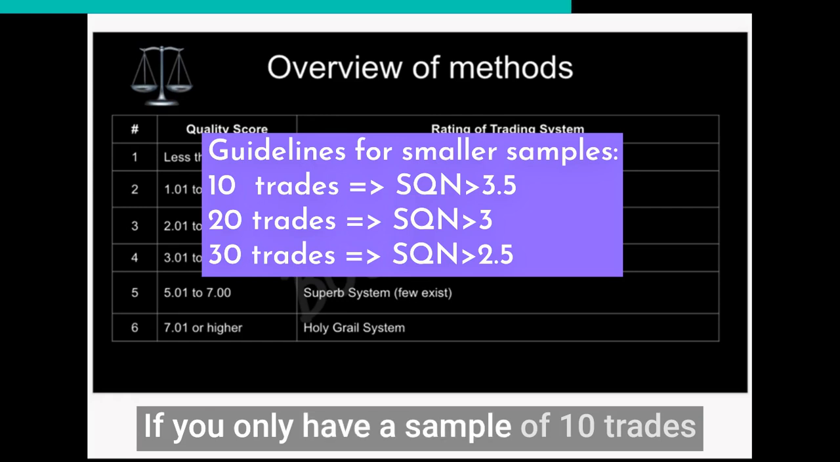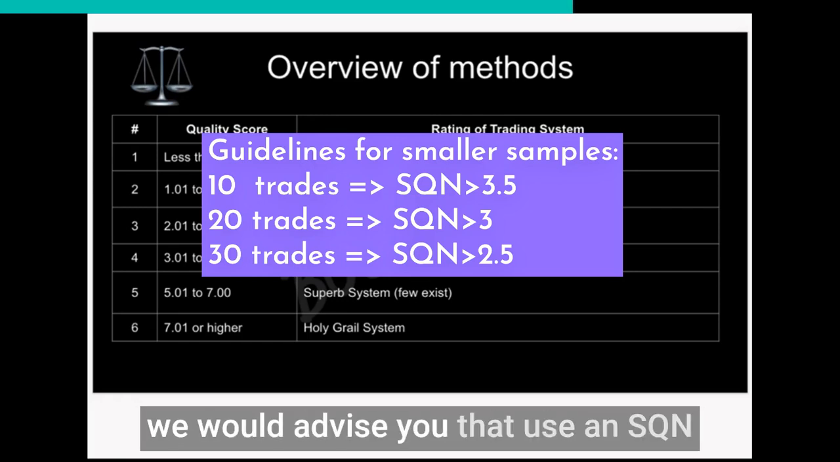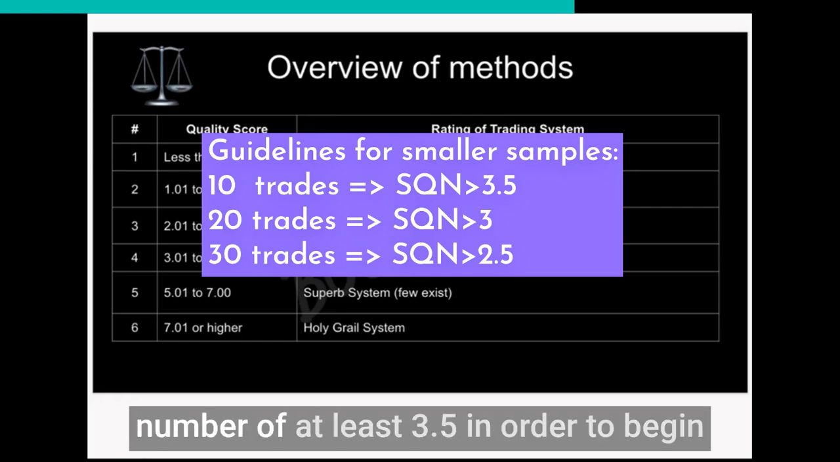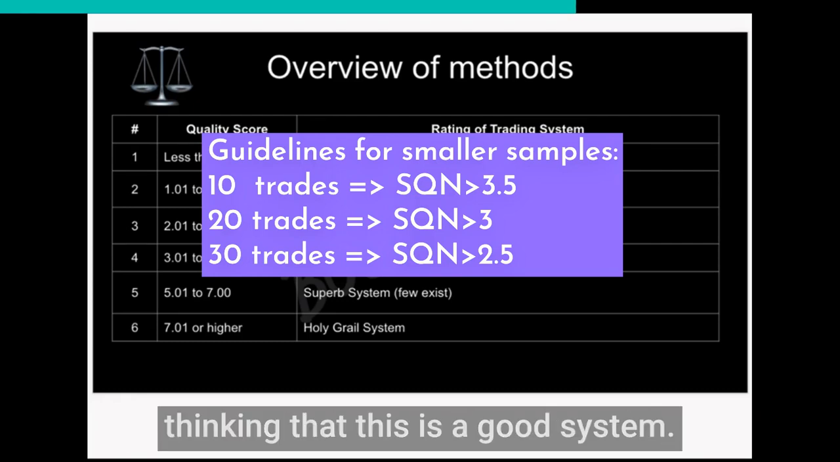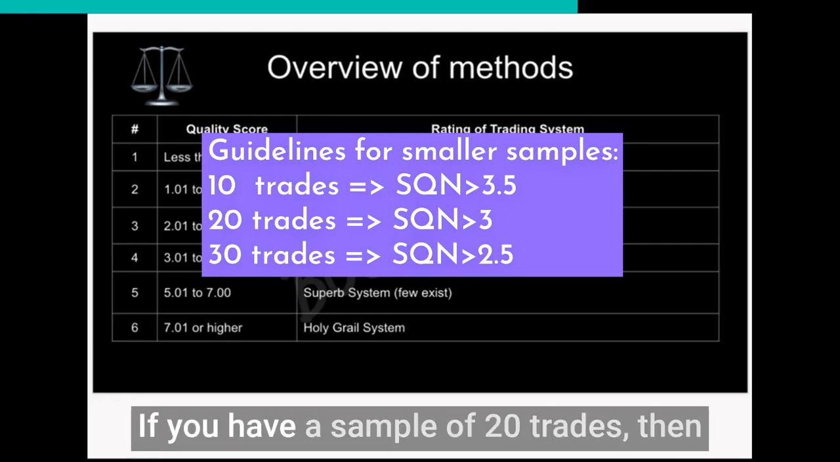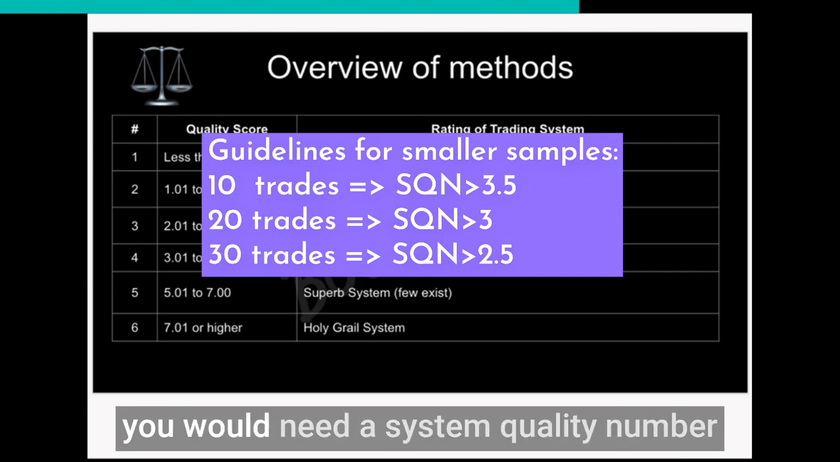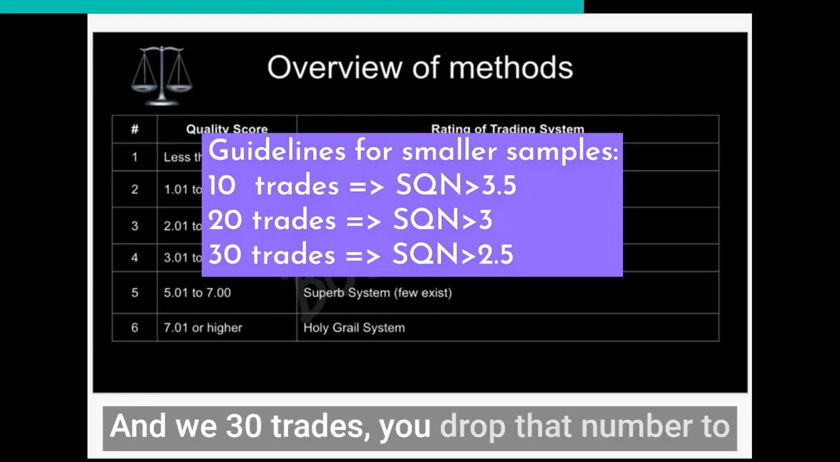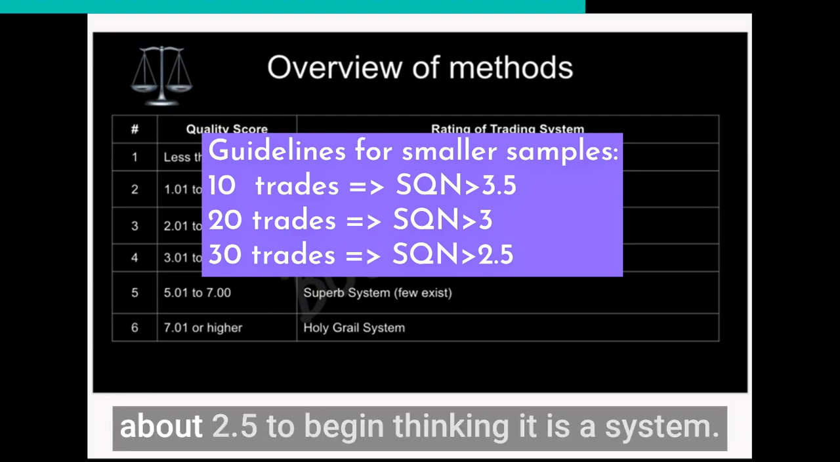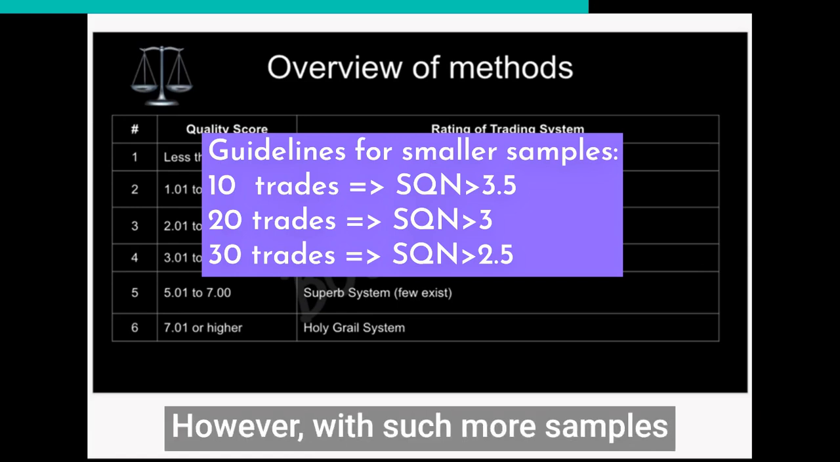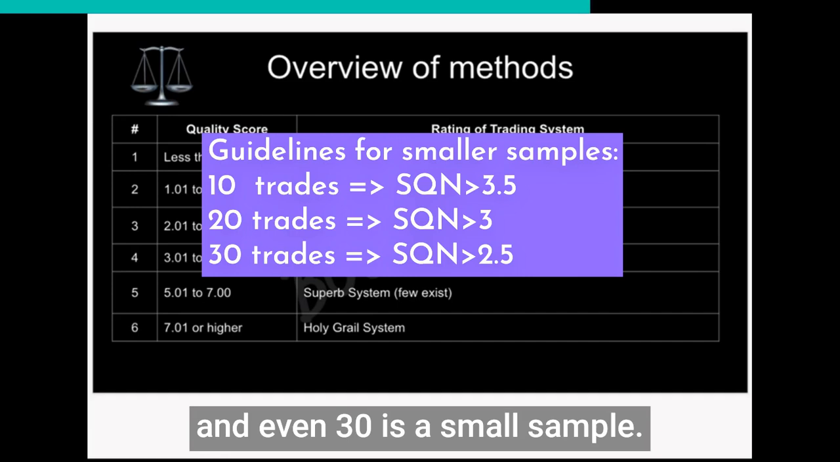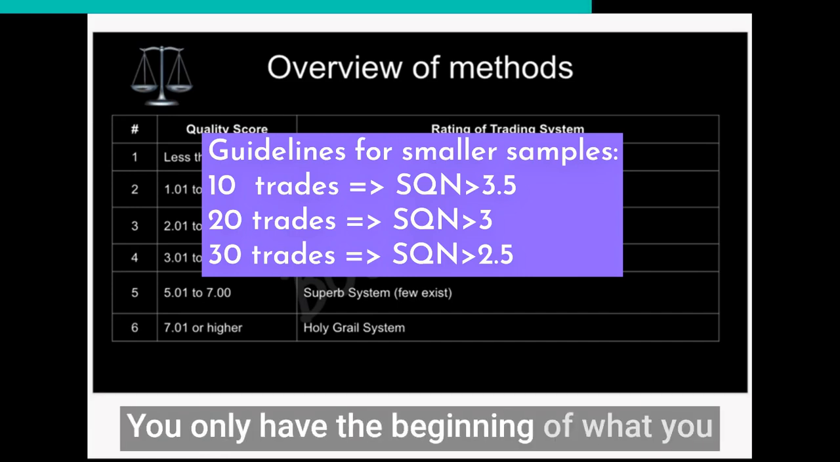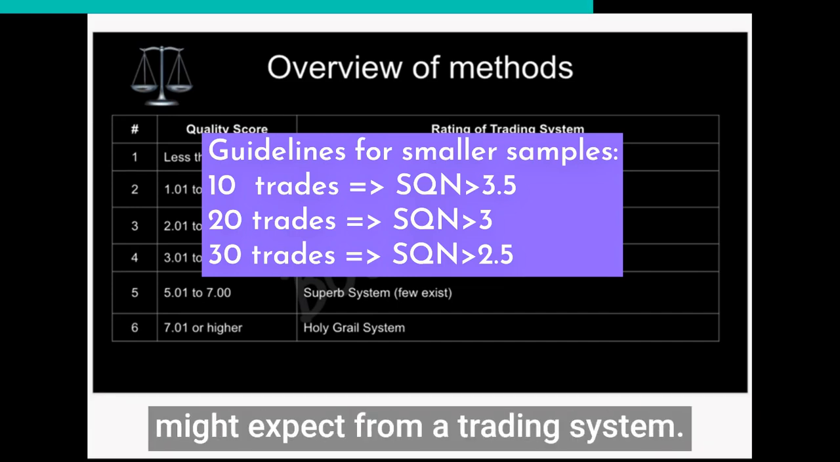If you only have a sample of 10 trades, we'd advise you to use an SQN number of at least 3.5 in order to begin thinking that this is a good system. If you have a sample of 20 trades, then you would need a system quality number of over 3 to begin thinking it's a good system. And with 30 trades, you would drop that number to about 2.5. However, with such small samples, and even 30 is a small sample, you only have the beginning of what you might expect from a trading system.